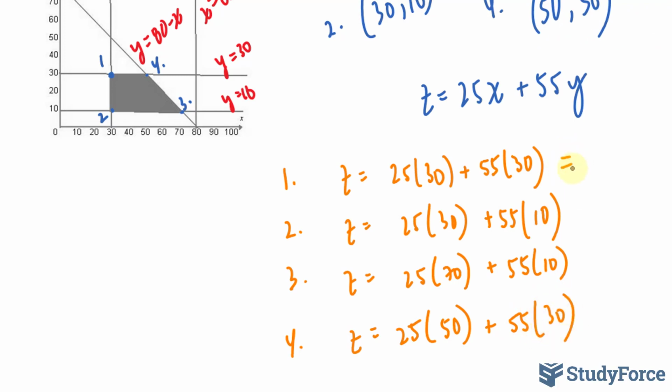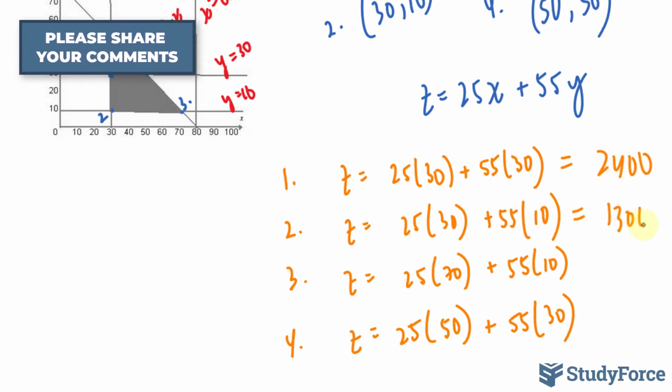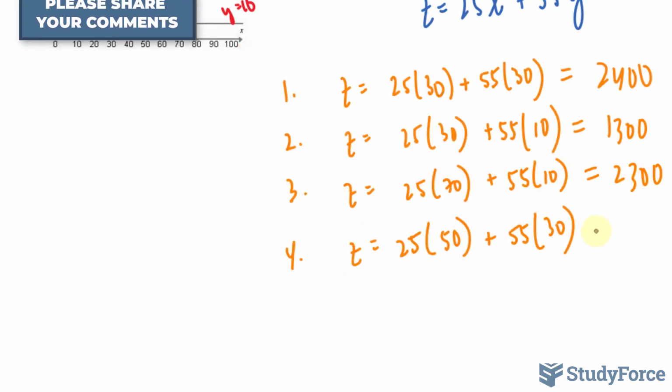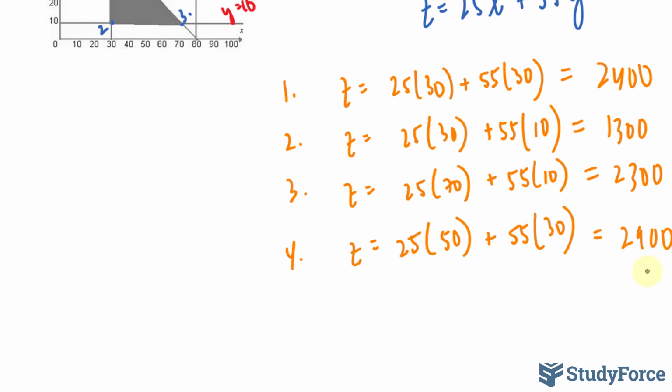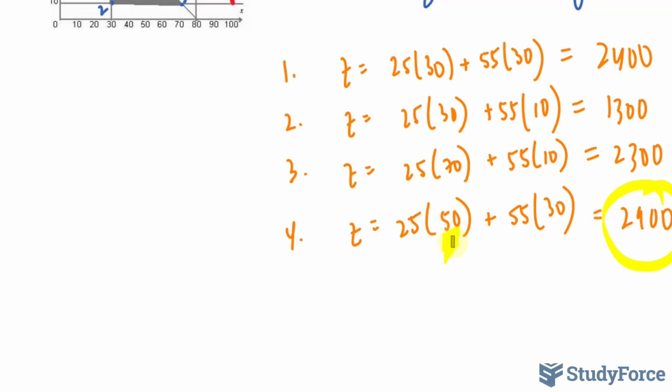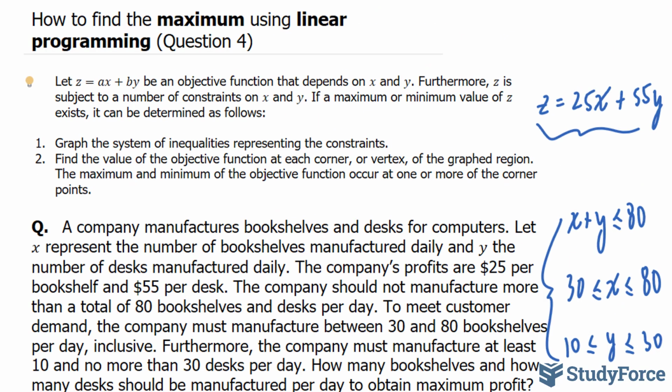Calculating the first one, you'll end up with 2,400. The second one will give you 1,300. The third one, 2,300. And for here, we get 2,900. What this is telling us is that in order for us to profit 2,900, we need to create 50 bookshelves and 30 desks. And there you have it. That is how to find the maximum using linear programming.